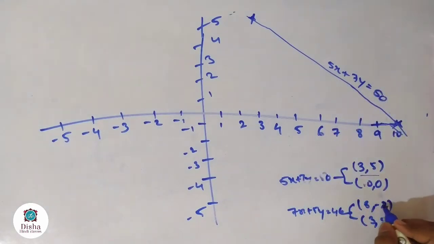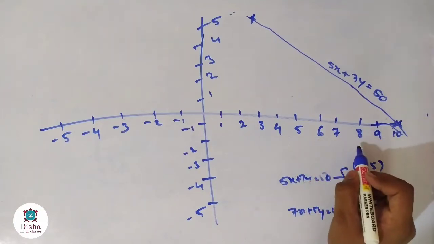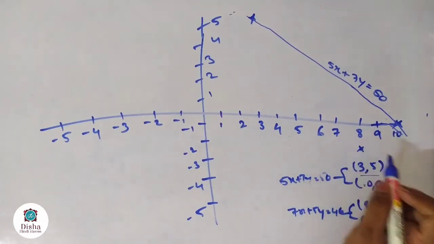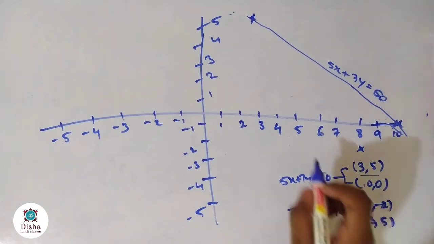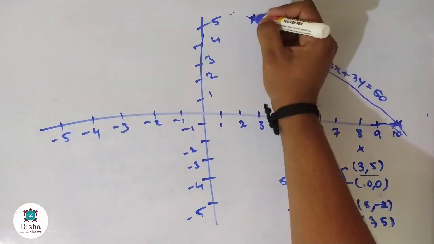Next we have 8 comma minus 2 and 3 comma 5. So 8 comma minus 2. So here we will get that point, 8 comma minus 2, and 3 comma 5 again here.